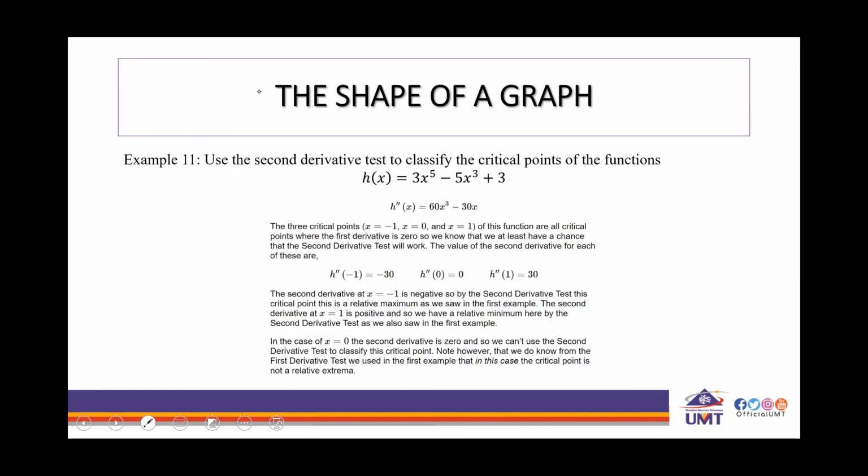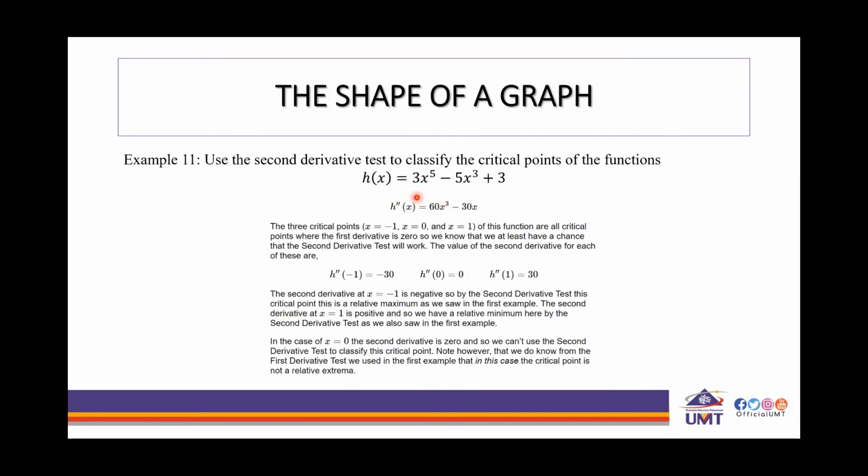Okay, so example 11, use the second derivative test. Right? Use the second derivative test to classify the critical points of the function. Okay, h x is equal to 3x to the power of 5 minus 5x cubed plus 3. Okay, so h prime x is equal to 15x to the power of 4 minus 15x squared. H double prime x is equal to 60x cubed minus 30x. So the three critical points are x equals negative 1, 0 and 1.